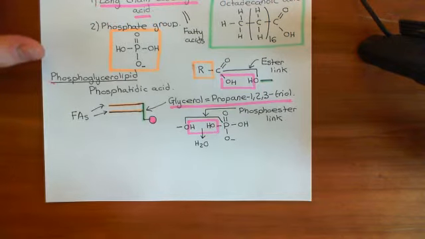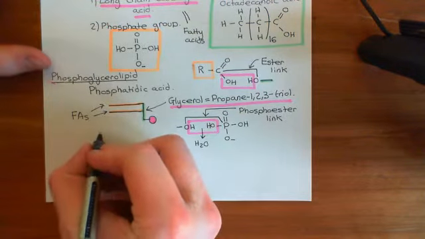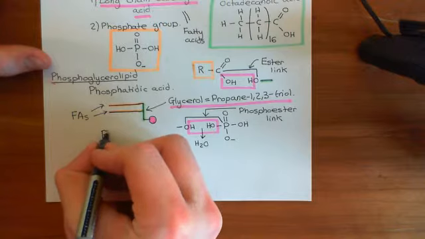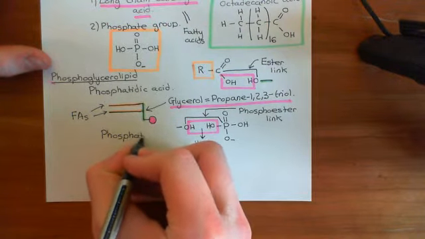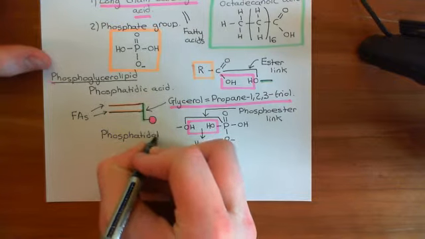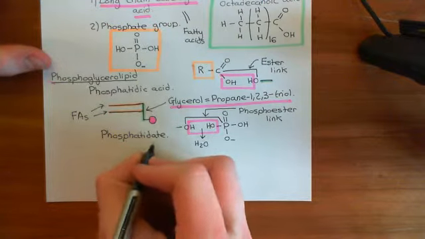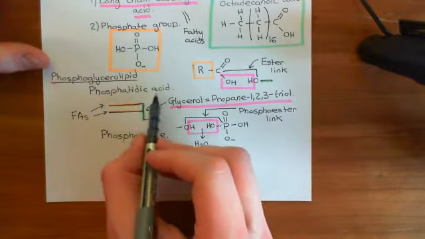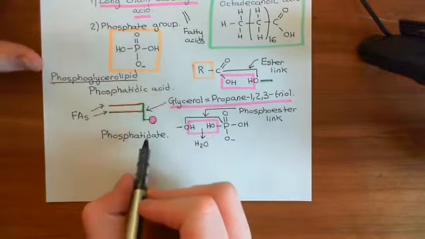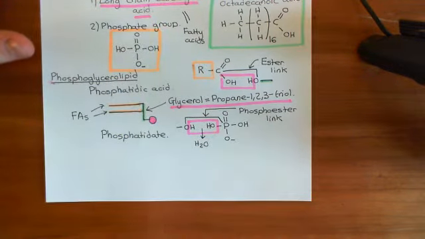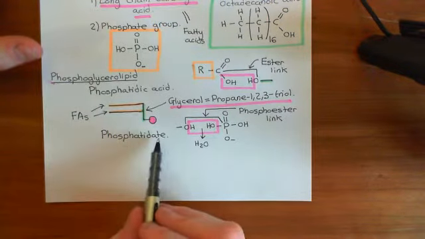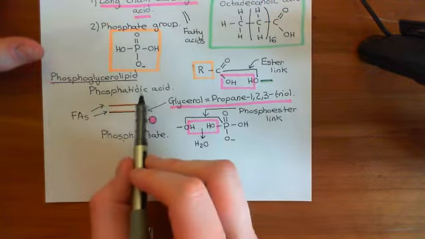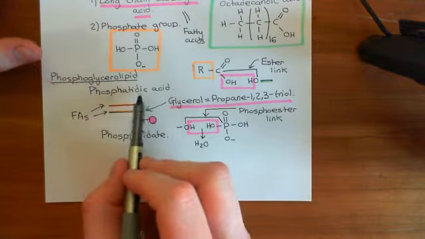Okay, right. The second thing I want to explain is what the difference between phosphatidic acid and phosphatidate is. People will more often talk about phosphatidate than they will talk about phosphatidic acid. So what's the difference between phosphatidic acid and phosphatidate? Well, phosphatidic acid is an acid, and phosphatidate is the conjugate base of that acid. Okay, so what do I mean by this?